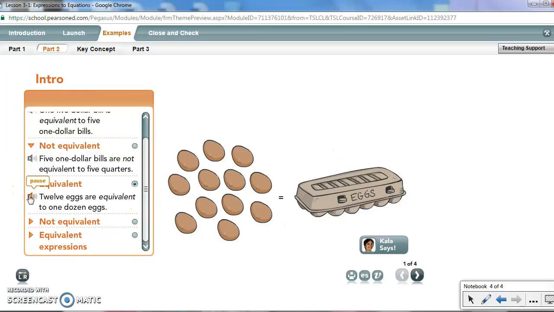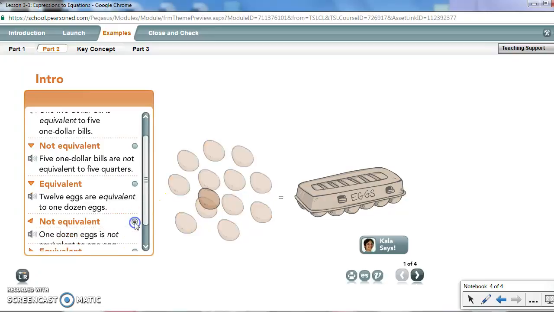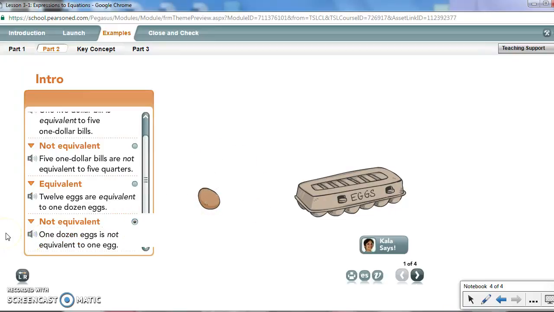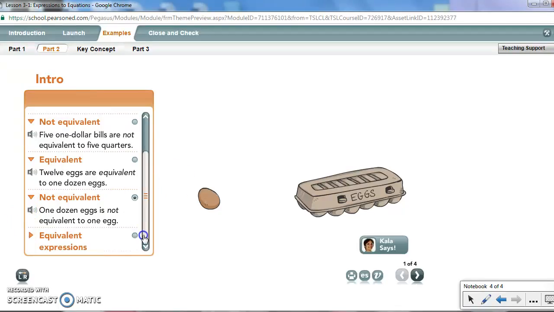12 eggs are equivalent to 1 dozen eggs. 1 dozen eggs is not equivalent to 1 egg. Okay, so if I brought donuts in one day and I say, okay, I'll bring you a donut, would you much rather have 1 donut or a dozen donuts? Okay, a dozen is not the same as 1.